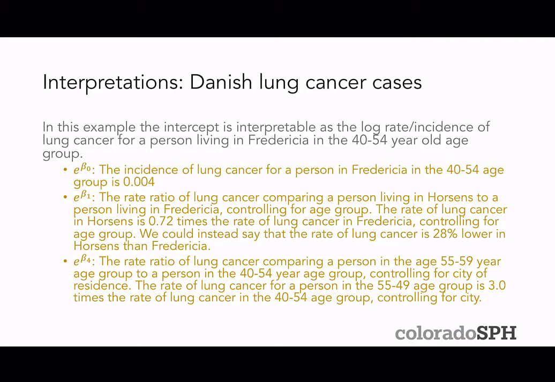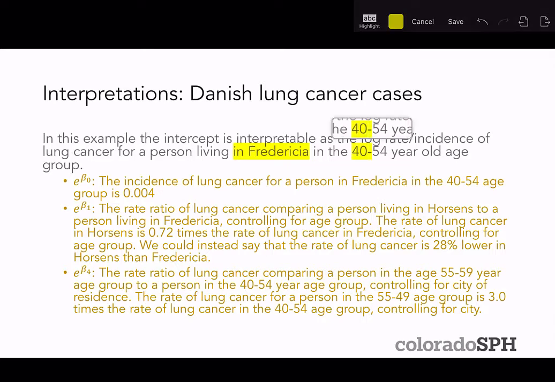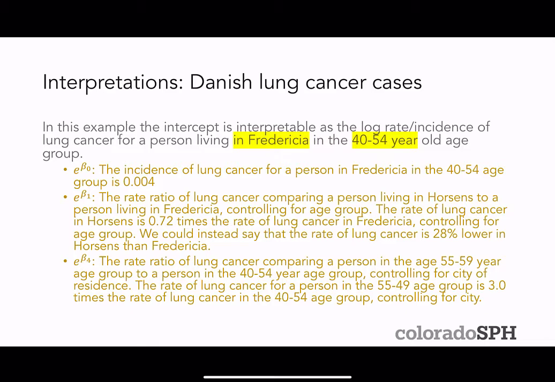So let's look at a couple interpretations from this data. I'm going to look at exponentiated interpretations. In this example, the intercept is interpretable as the log rate, or you could also say log incidence of lung cancer for a person living in Frederica in the 40 to 54-year-old age group. That's because this is the reference category here, and this is the reference category. We have exclusively categorical variables in this data set, so the intercept is interpretable.